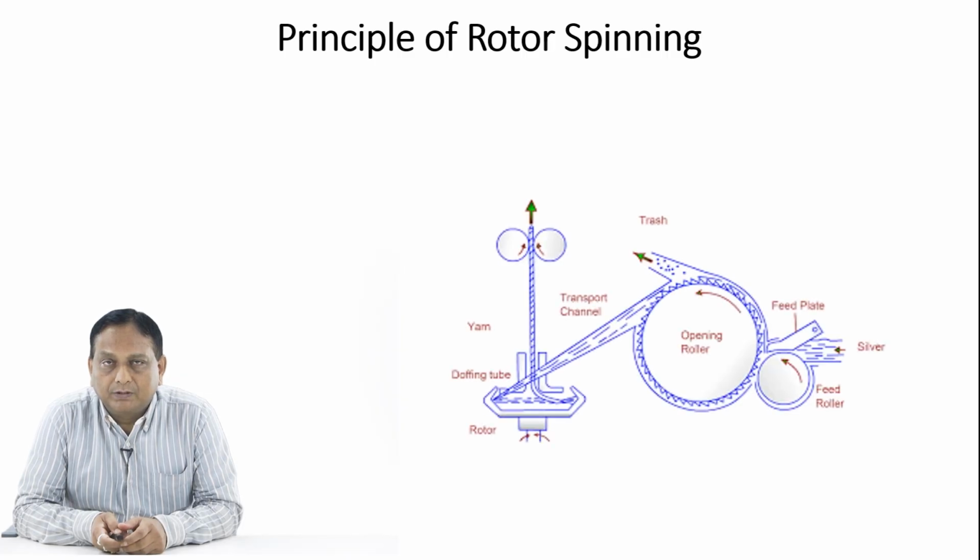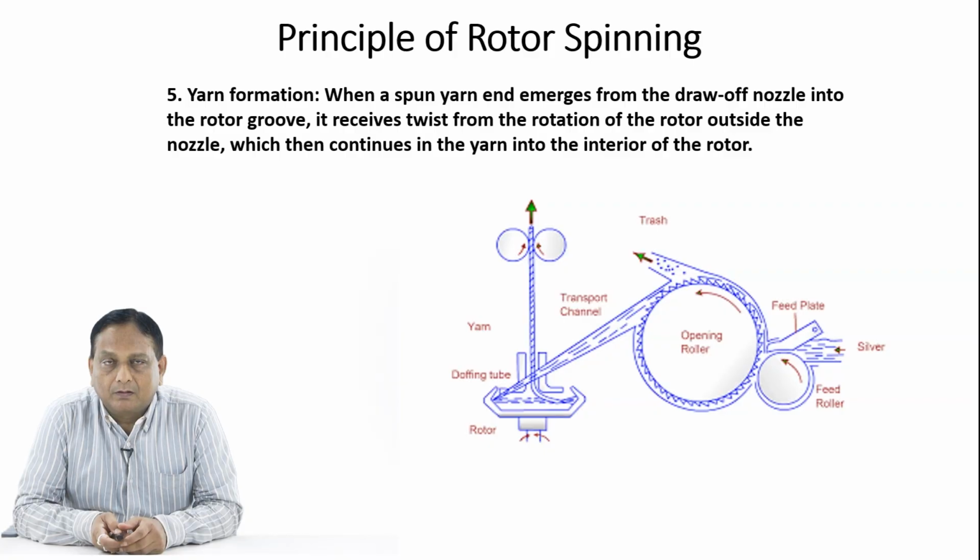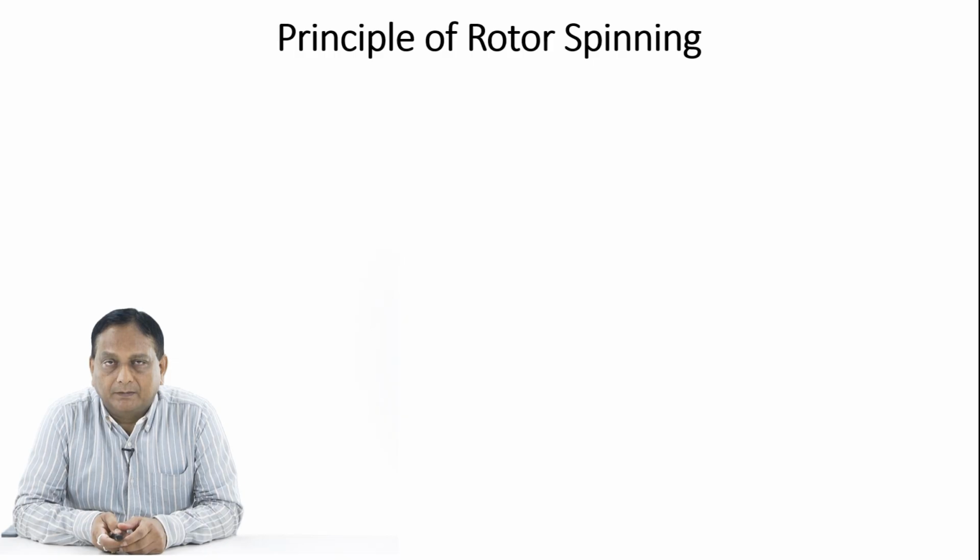Now as is shown in the figure again, the fifth principle of rotor spinning is yarn formation. When a spun yarn end emerges from the draw-off nozzle into the rotor groove, it receives twist from the rotation of the rotor outside the nozzle, which then continues in the yarn into the interior of the rotor. This is clearly seen in the image. So this is the fifth principle of rotor spinning.